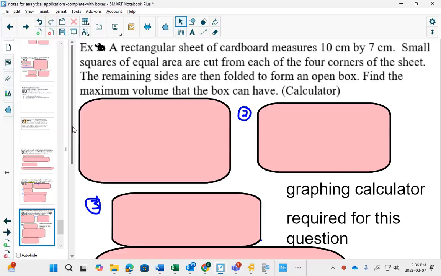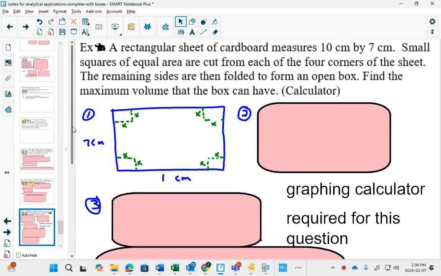This question came from grade 12 pre-calculus. In grade 12 pre-calculus, you had questions like this. A rectangular sheet of cardboard measures 10 centimeters by 7 centimeters. And you cut out little squares so it can be folded up to make an open box. So here's the idea. There's a 10 here. I cut out those little squares, and then I can fold things up to see what they will look like.